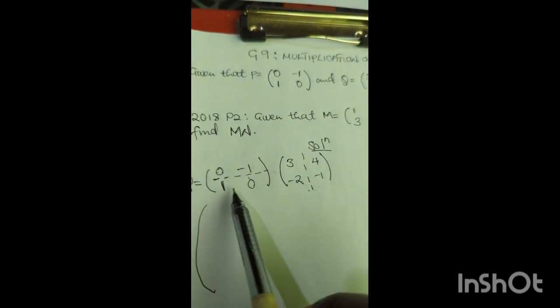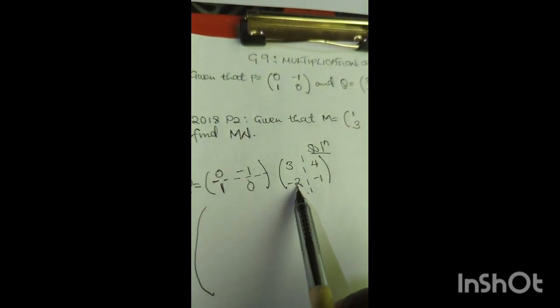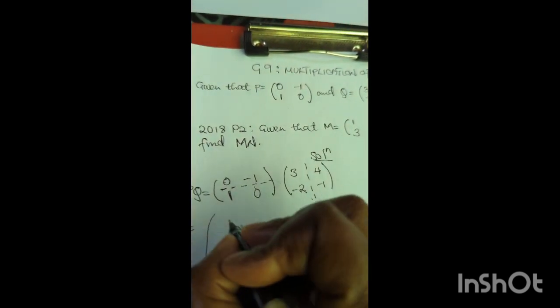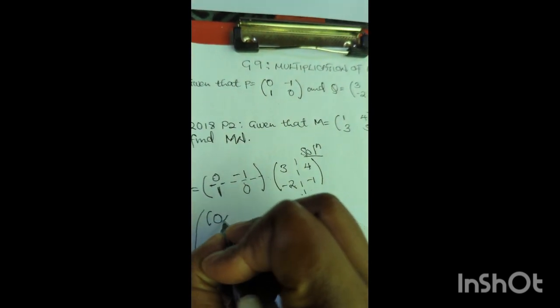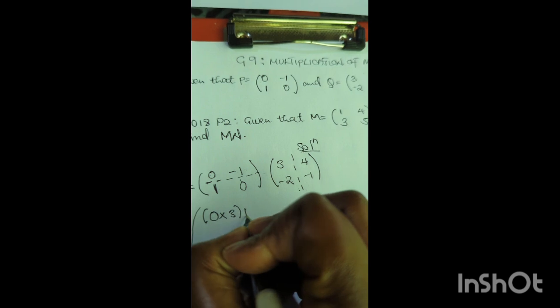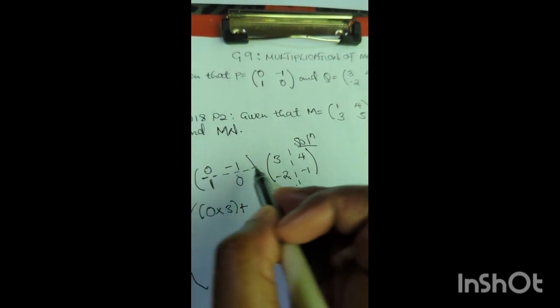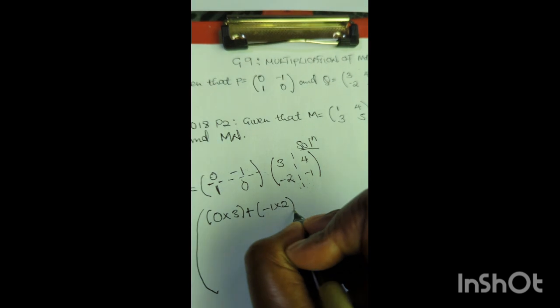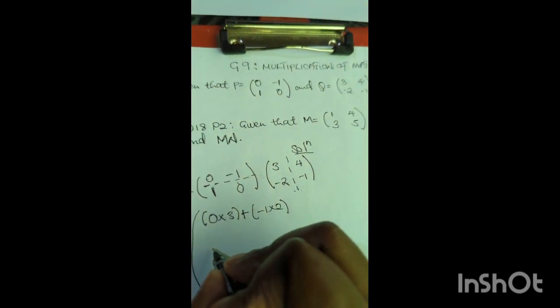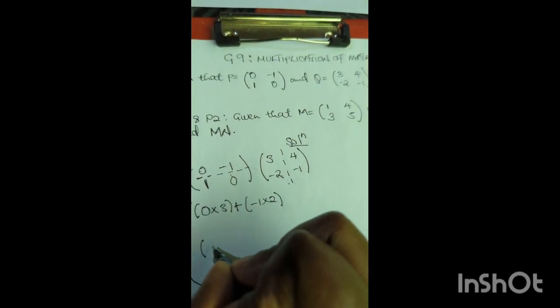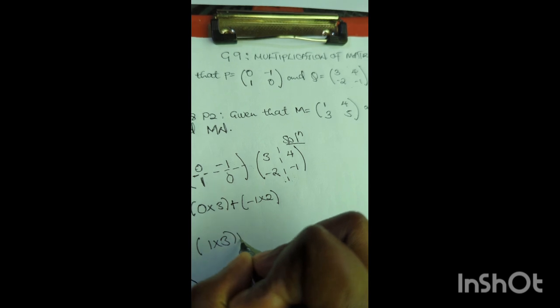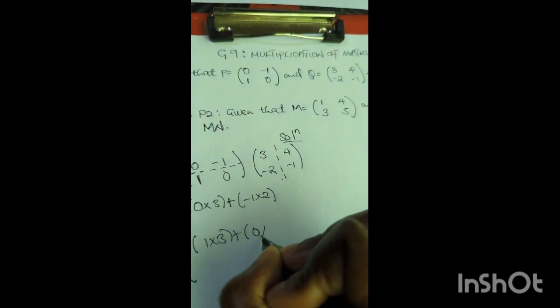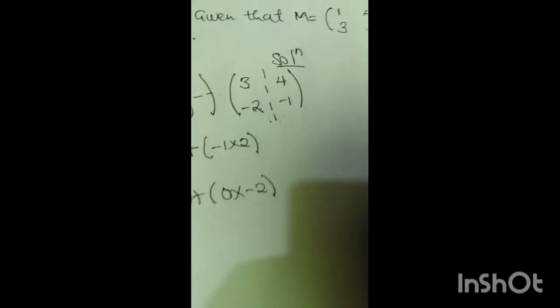Row by column. Then we deal with this one, 1 by 3 and 0 by -2. So let's start. The first one is 0 by 3 plus, it's plus because this is one thing, -1 multiplied by -2. Okay, I'm done here. Then the one at the bottom will be 1 by 3 plus 0 multiplied by -2.